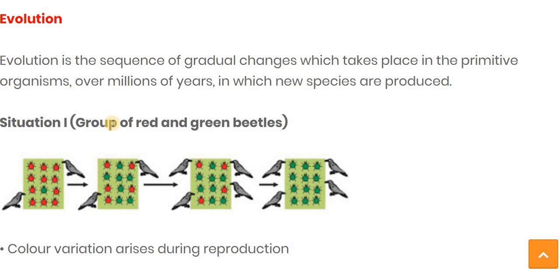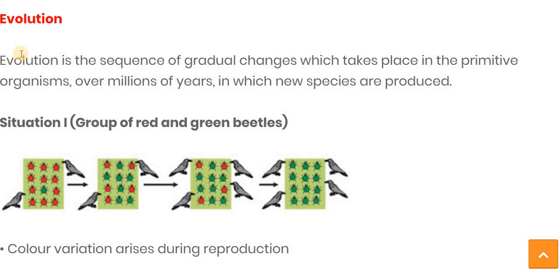What is the meaning of evolution? Evolution means the gradual changes that occur from a primitive organism to the latest one. There is a development, a change in a primitive organism, and after millions of years a lot of new species arise. As you can see, from amoeba to human beings there is a lot of variety, from simple to complex structure. All this happens due to evolution.